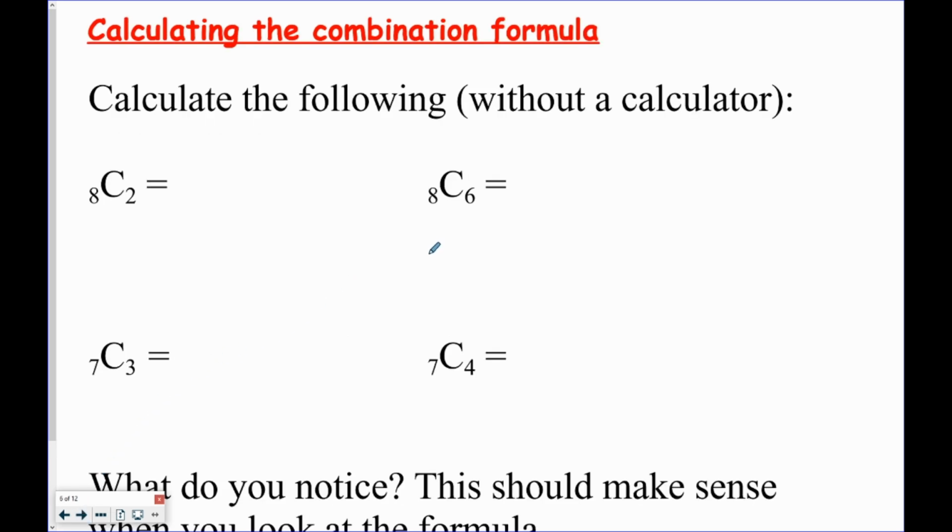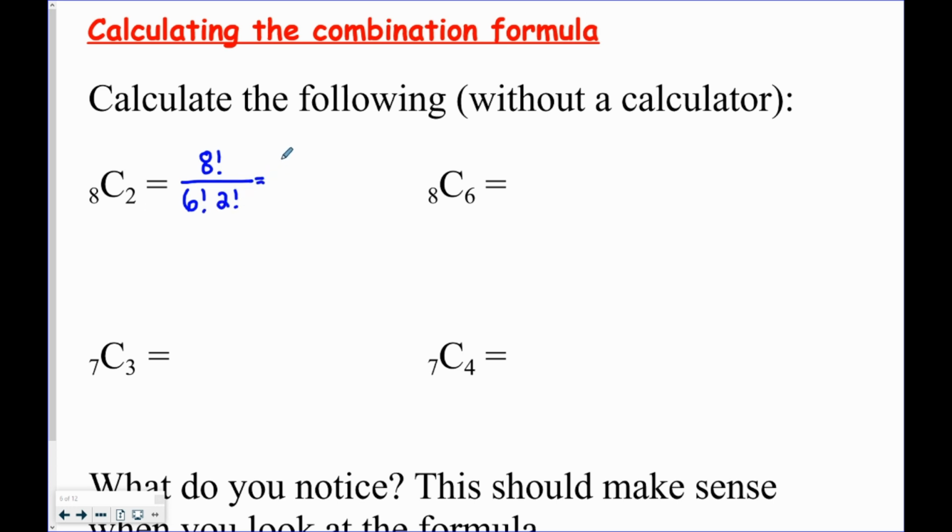So sometimes on the exam, you might have to calculate a couple of these, generally on the no calculator part of the exam if it does come up. So let's just get a little bit of practice doing that. So it's going to be n factorial divided by n minus r. So that's going to be 6 factorial divided by 2 factorial.